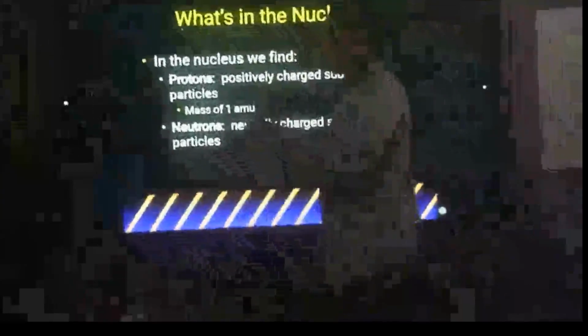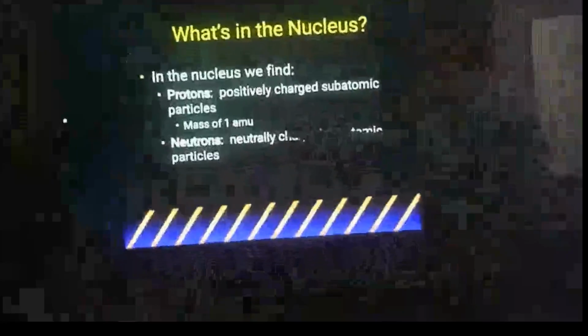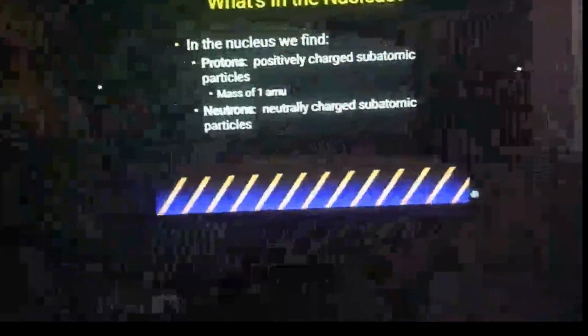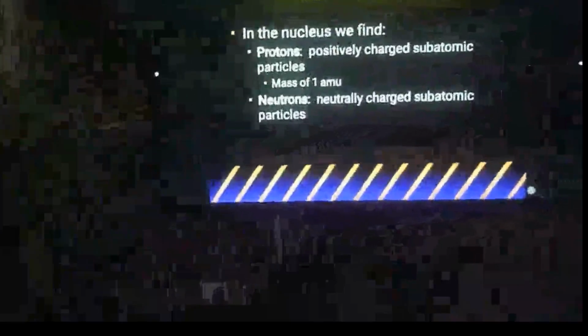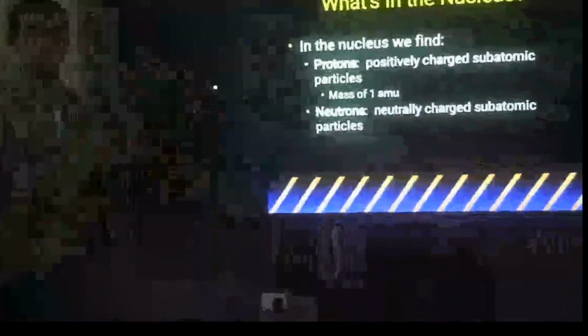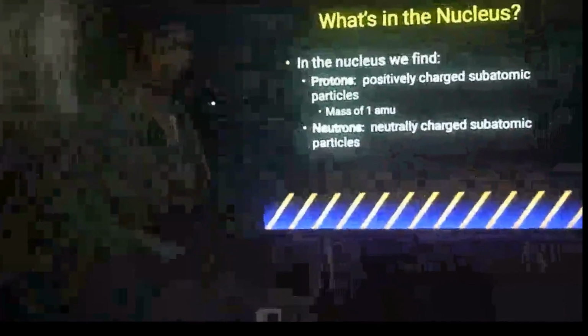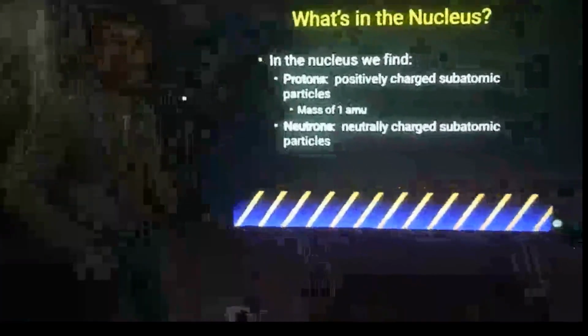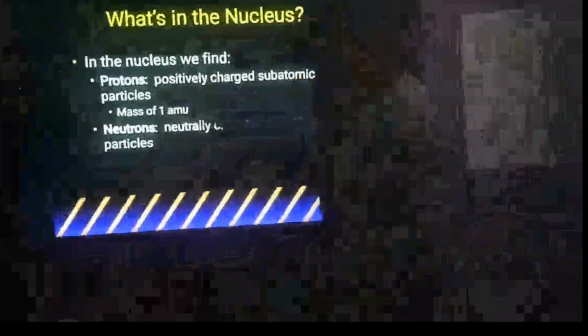The second subatomic particles are called neutrons. Normally neutrons are electrically neutral. They don't have an electrical charge like protons, because we know protons are positively charged subatomic particles, but neutrons are neutrally charged subatomic particles found inside the nucleus. Normally, when we compare the mass of these protons and neutrons, they are almost the same.